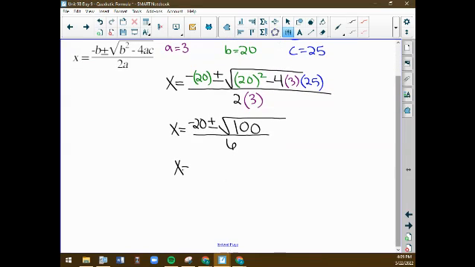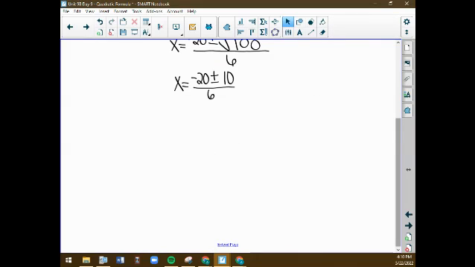So still have x equals negative 20 plus or minus. Well, we know the square root of 100 is 10, all over 6. I get to this point, and now I'm going to set up two equations. One equation is negative 20 plus 10 over 6. And the other equation is negative 20 minus 10 over 6.